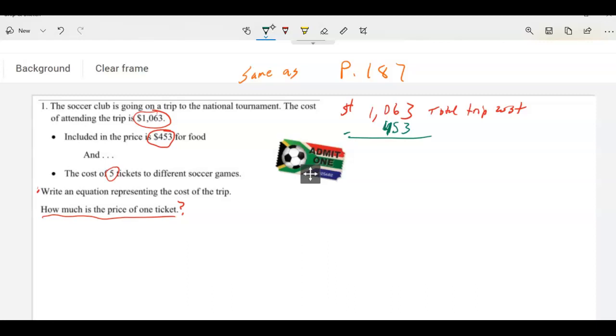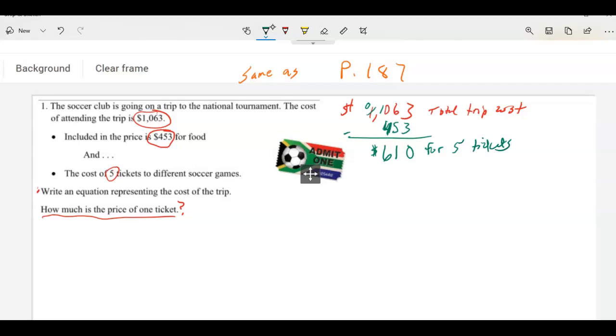Okay, so in the ones column, 3 minus 3 is 0. In the tens, 6 minus 5 is 1. And in the hundreds, 0 minus 4, we can't do that. So that means we have to ungroup the thousands place. That becomes 0. This becomes 10. 10 minus 4 is 6. So $610 was used for tickets, for the 5 tickets.